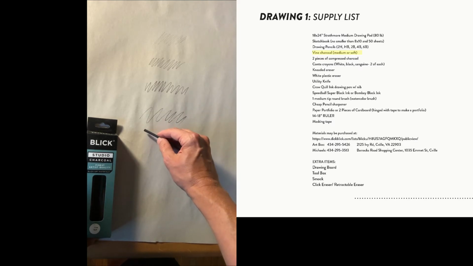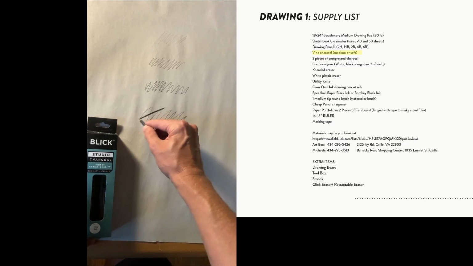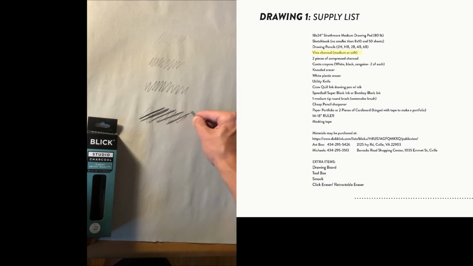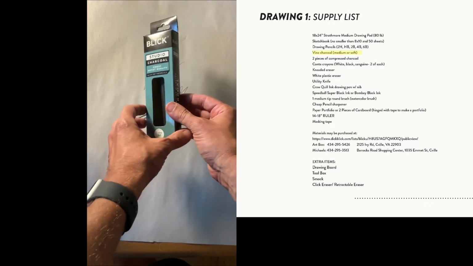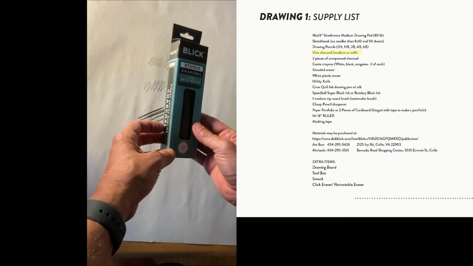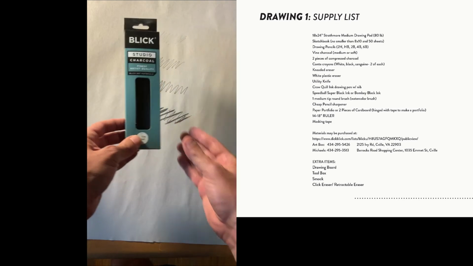Now I want you to get the soft variety, and that will allow us to make darker marks. And usually it comes in a box like this. And I want us to get between 8 and 12 sticks so that we have enough to work with.